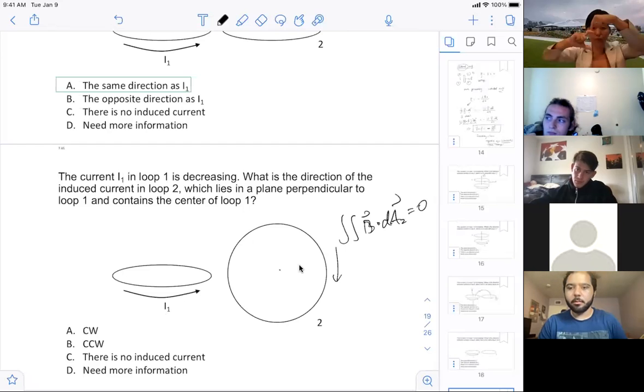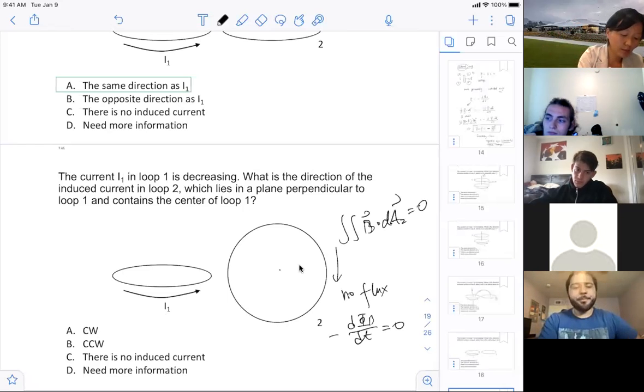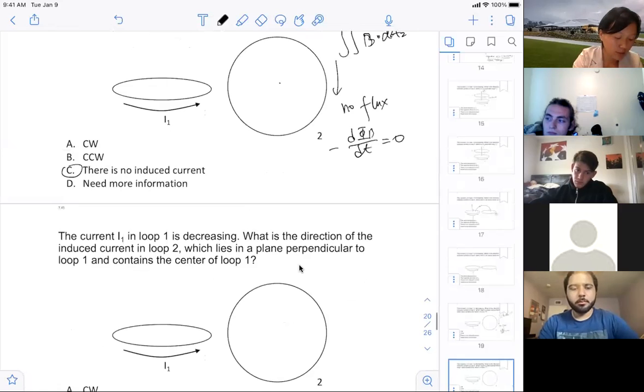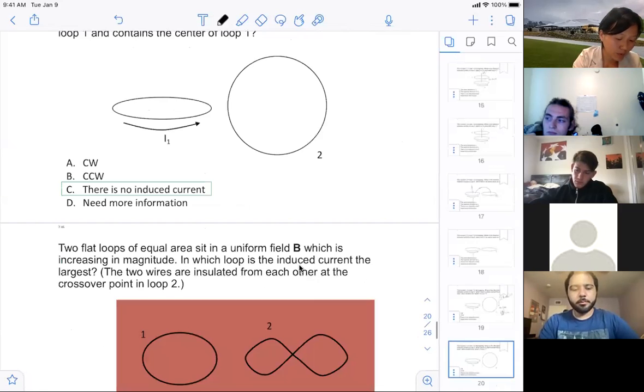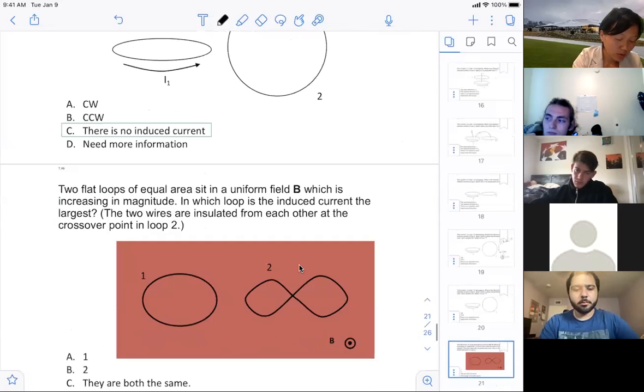B is down. It's not going through the loop. Only when your loop is flat, you can have B going through the loop. Right now, the loop is parallel to B. The flux is 0. So if there's no flux, there is really no change, right? If the flux is 0, of course, it does not change. And therefore, it doesn't induce any current. Excellent. So the answer is C.